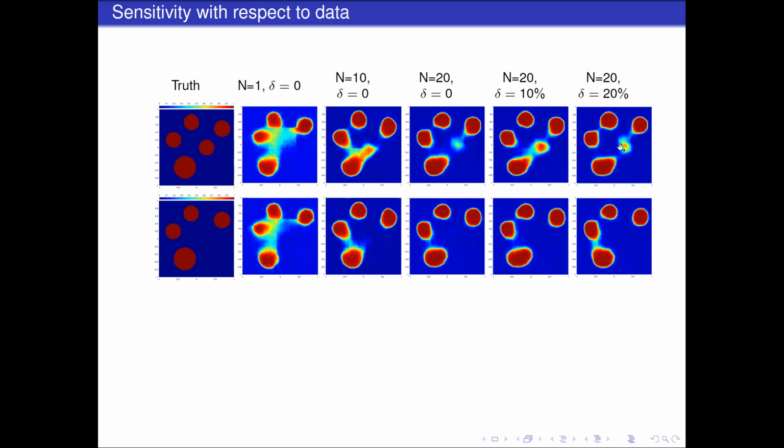And that's not the end of the story, because later on I'm going to show you we have some technique to improve the reconstruction of the center inclusion. But we think this one is still quite satisfactory.